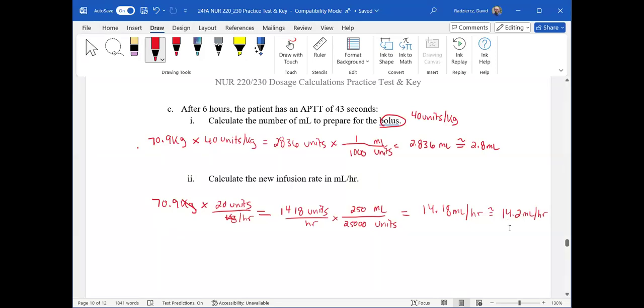So if they're looking for it down to the 10th and you wrote as an answer 14.8 milliliters, you'll get that wrong. So don't just add 2 to your final answer. You have to add the 2 to the 18 units per kilogram per hour and run through your calculation again.